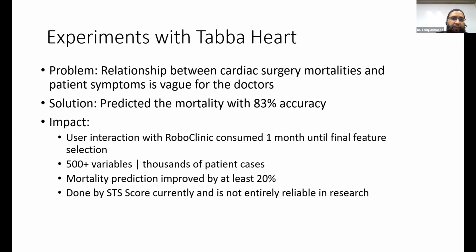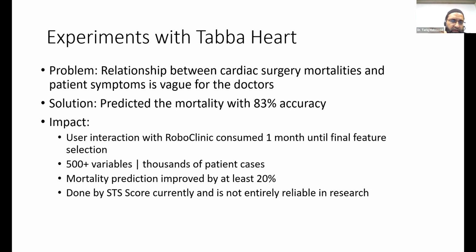Okay. The second problem for Tabba was related to mortality prediction. That's a very critical problem. In fact, they were facing two types of mortalities. They had to predict twice. One was a prediction before going to the operation theater, and the other prediction is given while the operation is going on. So inter-op and intra-op prediction of mortality. This was a very complicated problem, and again, we consumed 1 month going to and fro on feature selection and taking their opinion on what's going on, what should happen, and what should not happen.